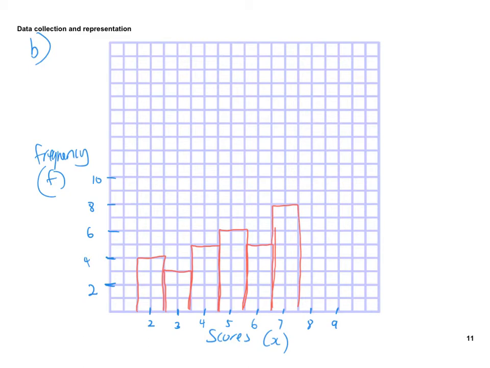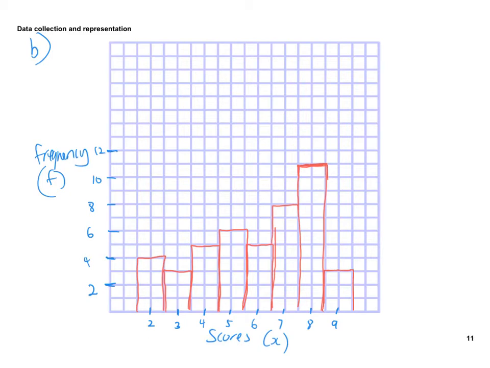So I might just extend this up to 12 actually, so I can fit it. So 8 goes up to 11. And 9 goes up to 3. So like that. And that's actually 11. Okay, so that's my histogram.